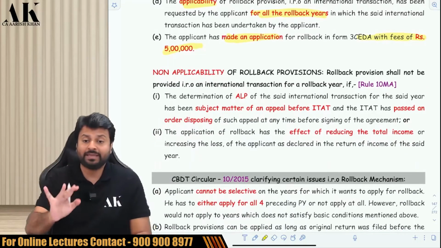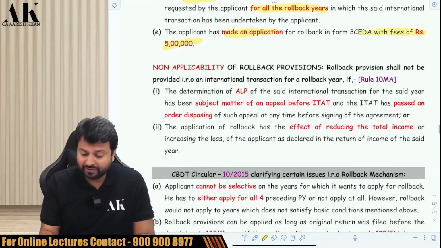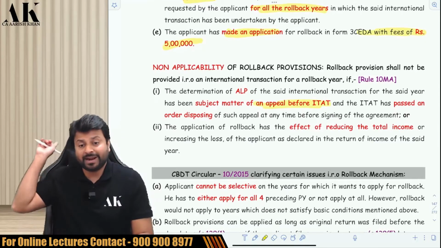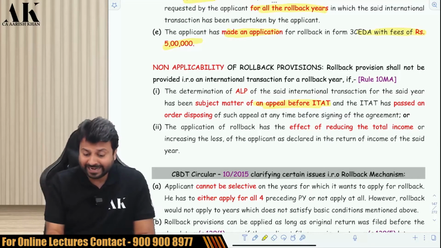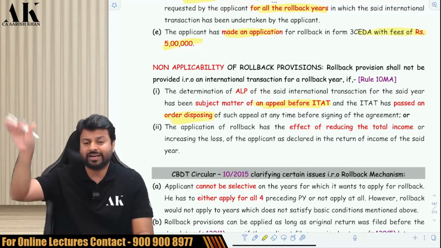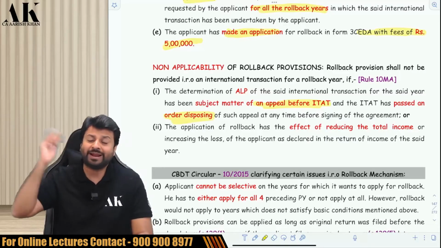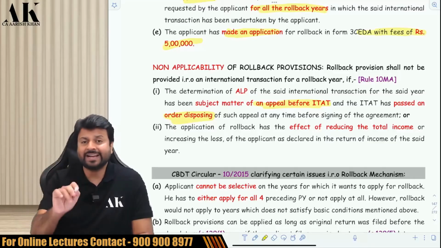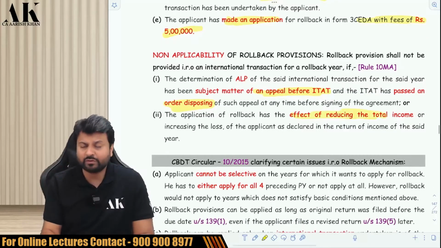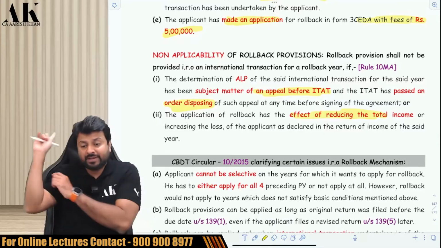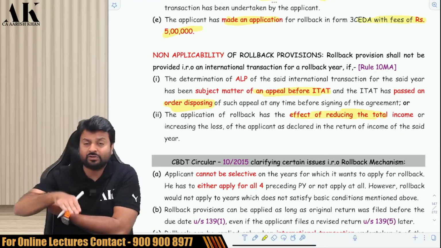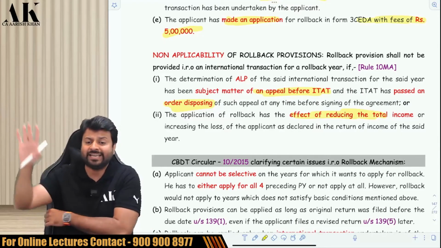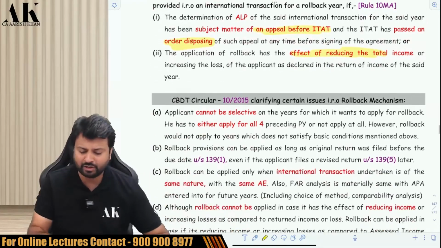Rollback will not be applicable in certain cases. First case is if your matter has gone to ITAT. If your matter of the earlier year has gone to ITAT and ITAT has passed an order disposing of the matter at its end, ITAT has already closed your matter, then in that case you cannot go for rollback. Rollback is not possible. Second, rollback is not possible if because of rollback the income of the past year is reducing, or if the losses of the past year are increasing, then rollback is not possible.